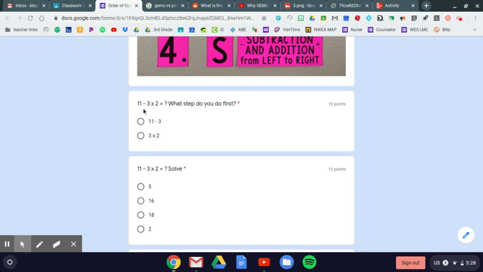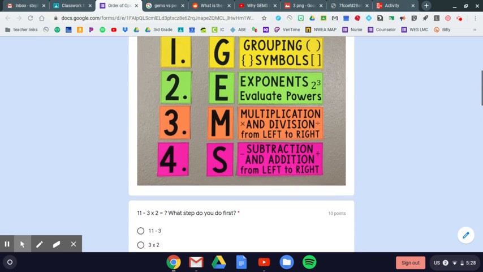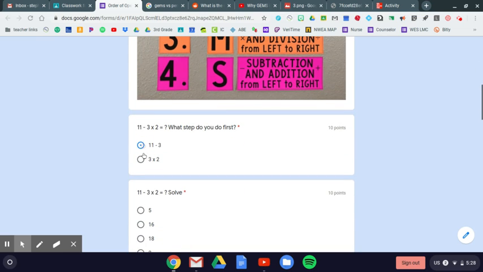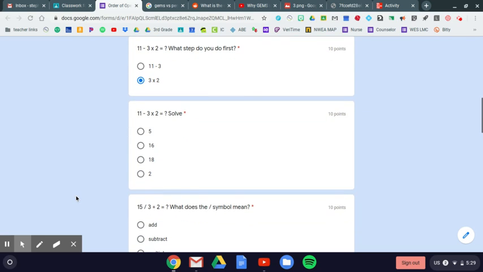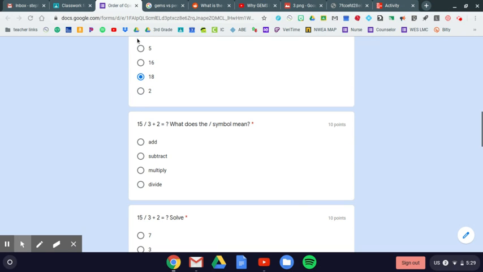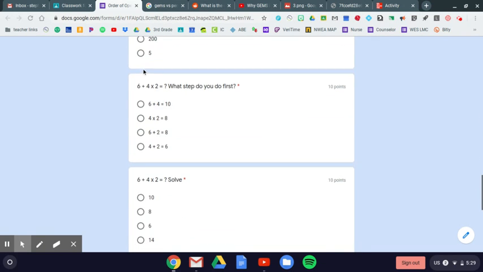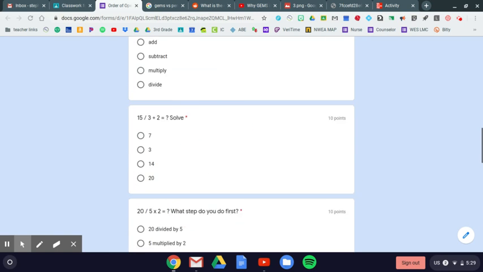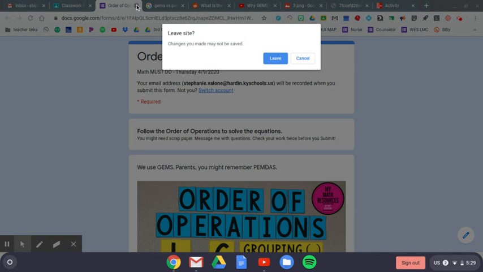So this one says the question is 11 minus 3 times 2. What step do you do first? Do I subtract first or multiply first? Check the order of operations, tap your answer, and then go on. Now it says 11 minus 3 times 2, solve. Okay. Pick what you do first, pick what you do second, find your answer from these 4, tap it, and go on. If you don't see your answer, grab some scrap paper and try it again. You have, I think, 10 questions to go through on Thursday. Hit submit, and then you're done.